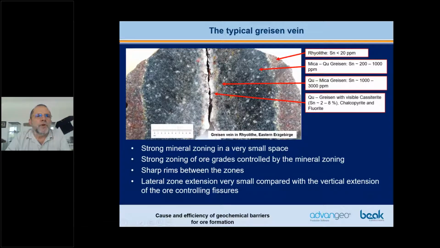And we have very, very sharp rims between these mineral zones. These rims are only a few millimeters thick. In this rim, the minerals are overprinted, reacting from this to this. For instance, potassium feldspar is transformed into muscovite, light mica, within this rim. And here, quartz replaces the mica and all other minerals. Another important property is that the vertical extension is huge compared to the lateral extension of these veins.